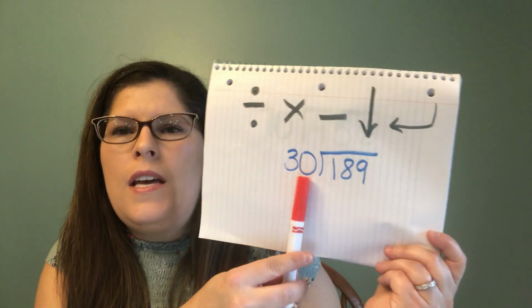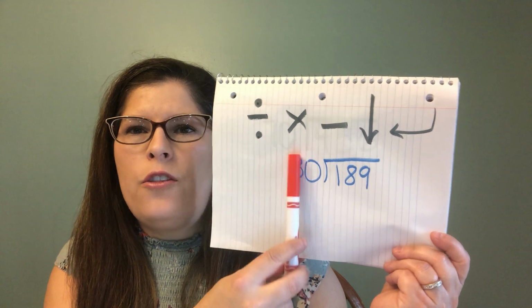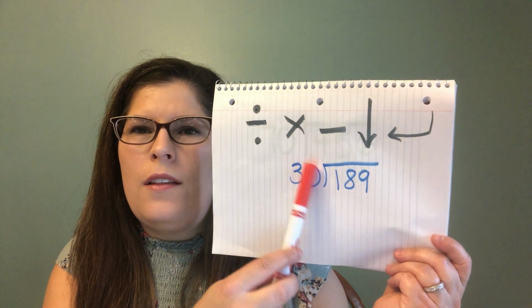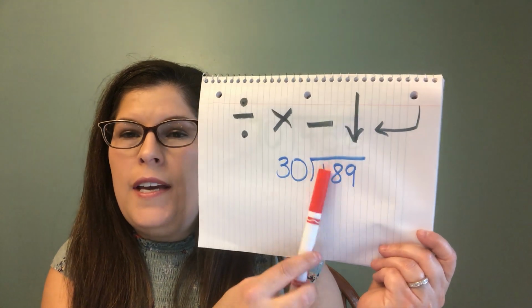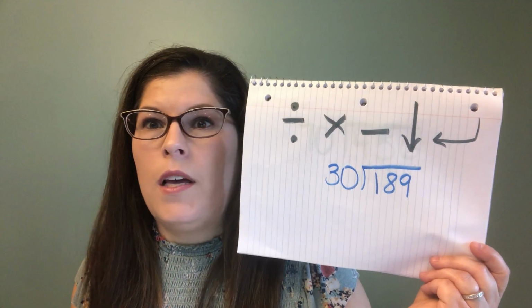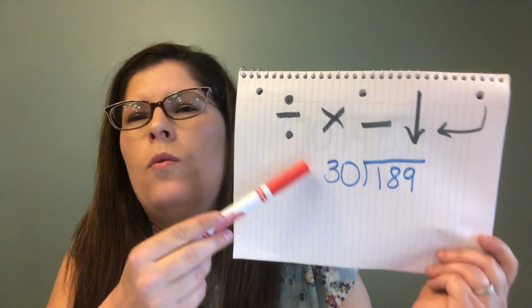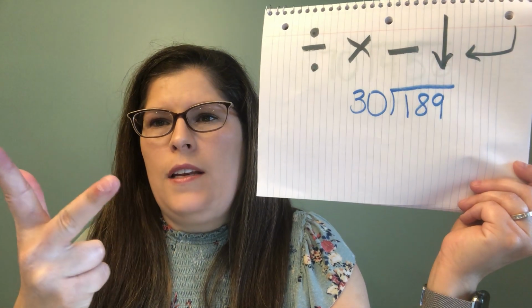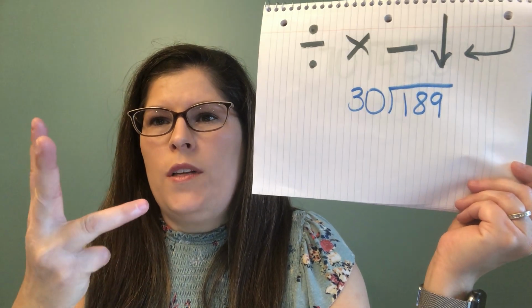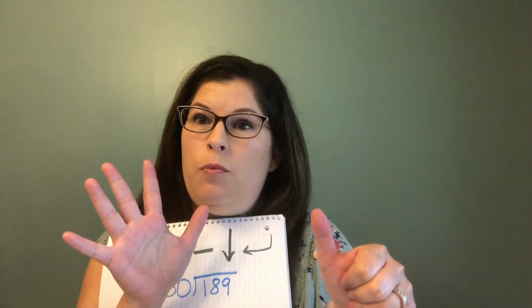So we're going to take a look at our divisor, and that 30, we can look at that 3, okay? Now, how many times does 30 go into 18? It can't. So we're going to have to look at 30 into 189. So start looking at it this way. 30, 60, 90, 120, 150, 180. That's pretty close.